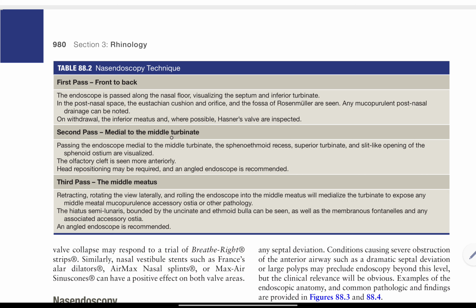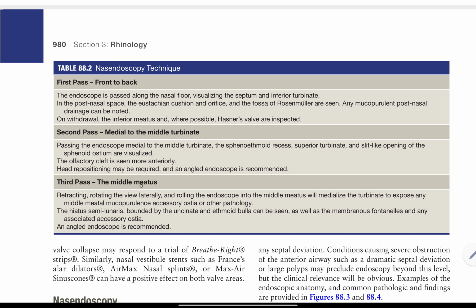Second pass, medial to the middle turbinate. Passing the endoscope medial to the middle turbinate, the sphenoethmoid recess, superior turbinate, and slit-like opening of the sphenoid ostium are visualized. The olfactory cleft is seen more anteriorly. Head repositioning may be required and an angled endoscope is recommended.